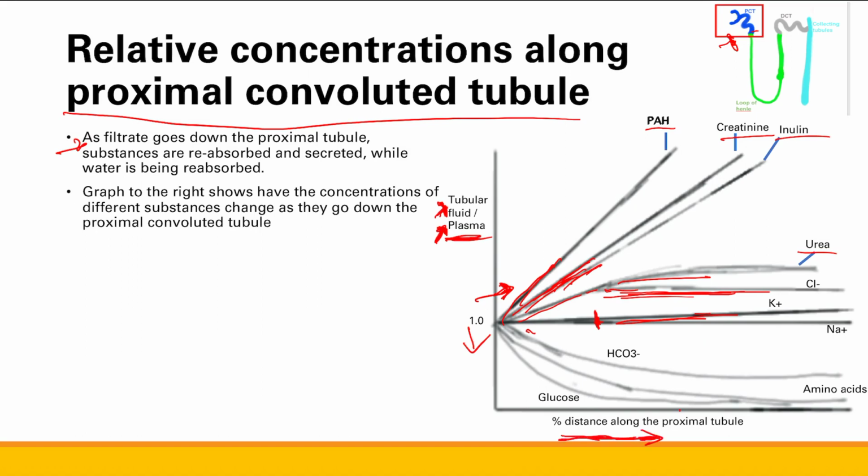And why would it decrease? Because you're reabsorbing more of the substance than you are of water. So you reabsorb a lot of bicarb, a lot of amino acids, and a lot of glucose. Remember, the glucose we already know about, we just talked about that, how usually there's no glucose in your urine in a normal person because we reabsorb so much of it. So its concentration decreases a lot. Same for amino acids, same for bicarb.